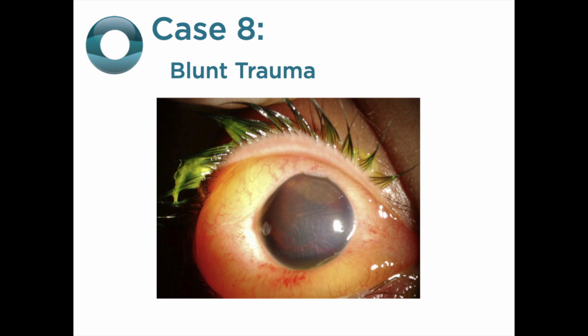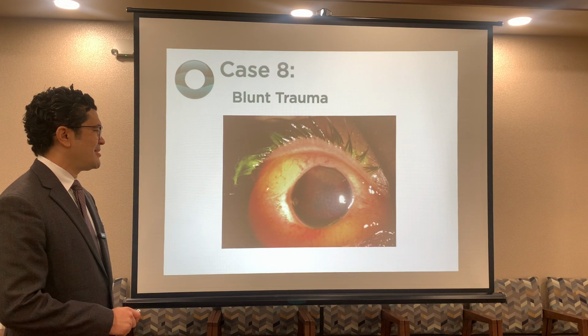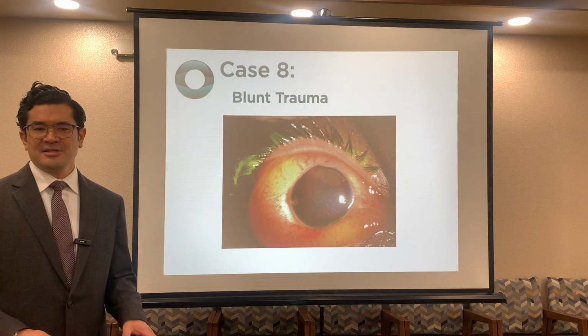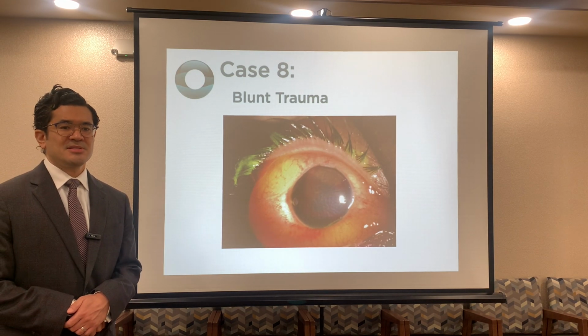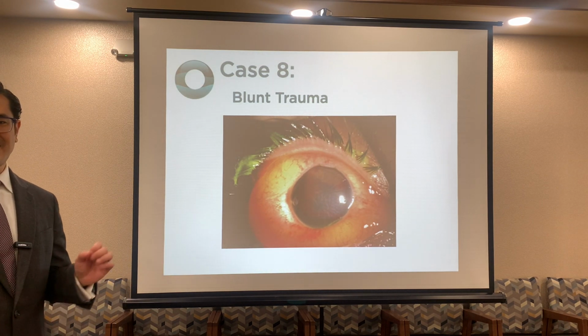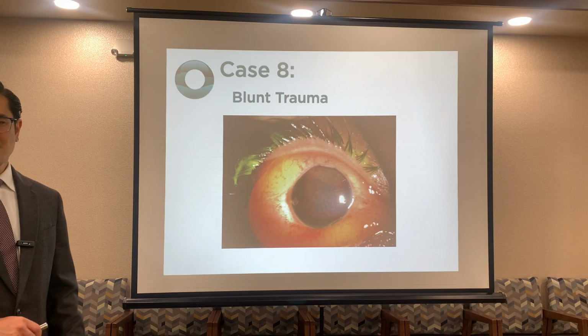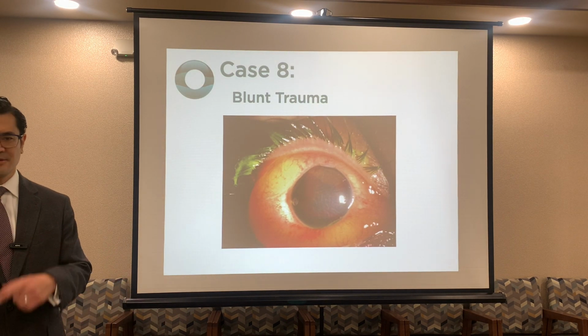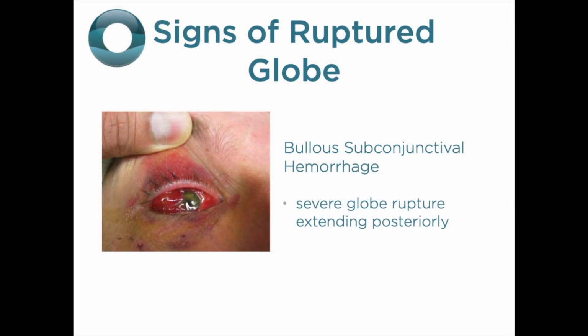In this case of blunt trauma, it's a lot more severe than just hyphema. Notice the hyphema fills the entire eye, and there is this swelling all the way around, and the swelling looks like swollen conjunctiva. We call that chemosis. To me, it always reminds me of a lychee. But this is a warning sign, it's not just a hyphema, there's something deeper going on. And what is deeper is a ruptured globe. So you're going to look for a bullous subconjunctival hemorrhage, meaning the hemorrhage goes all the way around, or there's chemosis.